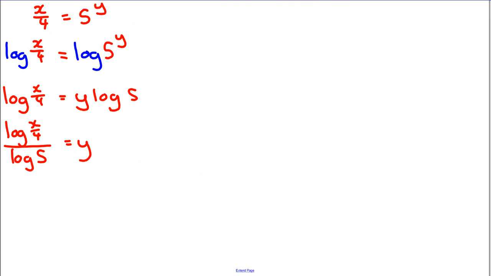I'm going to do that in green. The function doesn't change at all, it's still log x over 4 over log 5. There you go, done.